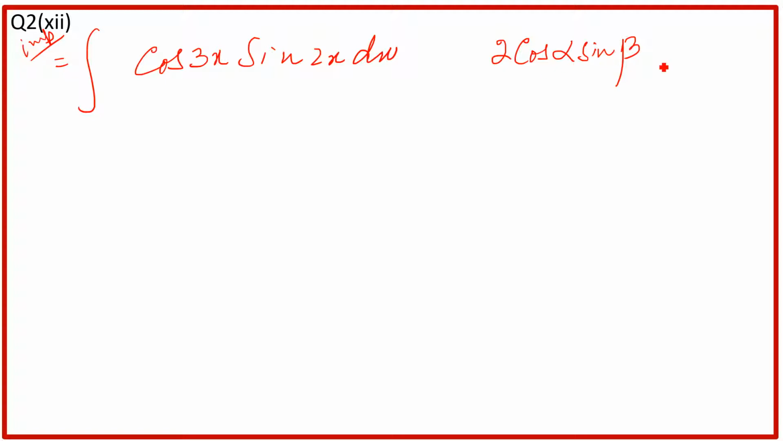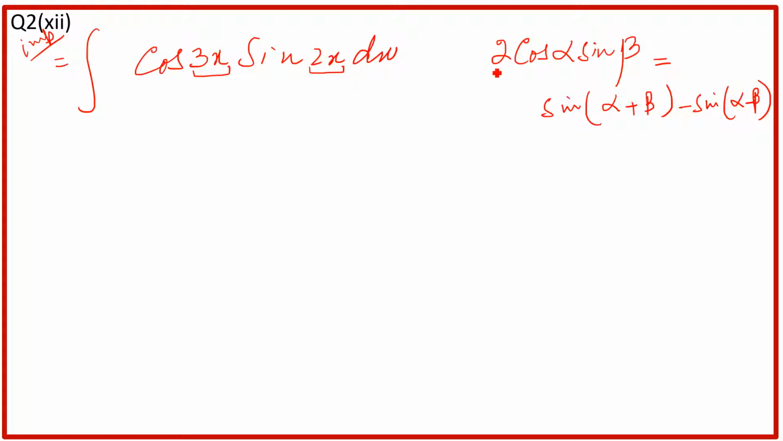2 cos of alpha sine of beta is equal to sine of alpha plus beta minus sine of alpha minus beta. This is the formula. 2 cos of alpha sine of beta. So here we have cos of alpha; instead of alpha we have 3x, and instead of beta we have 2x. Wherever in this formula you see alpha, you have to put 3x, and wherever is beta, you have to put 2x.